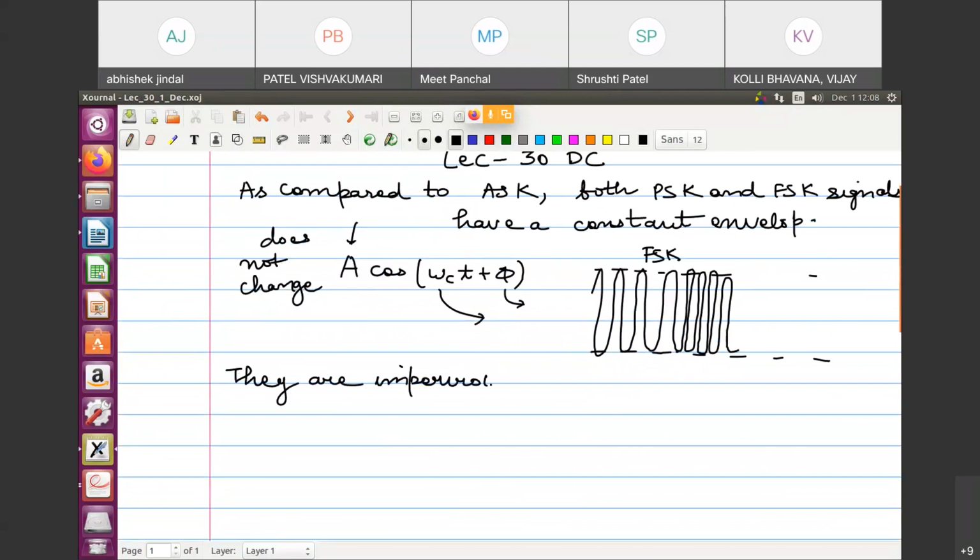So this word is from the textbook itself. Impervious means that they are not affected by. इन्हें कोई फर्क नहीं पड़ता. If you talk in Hindi, that is the meaning. So they are impervious to amplitude non-linearities.